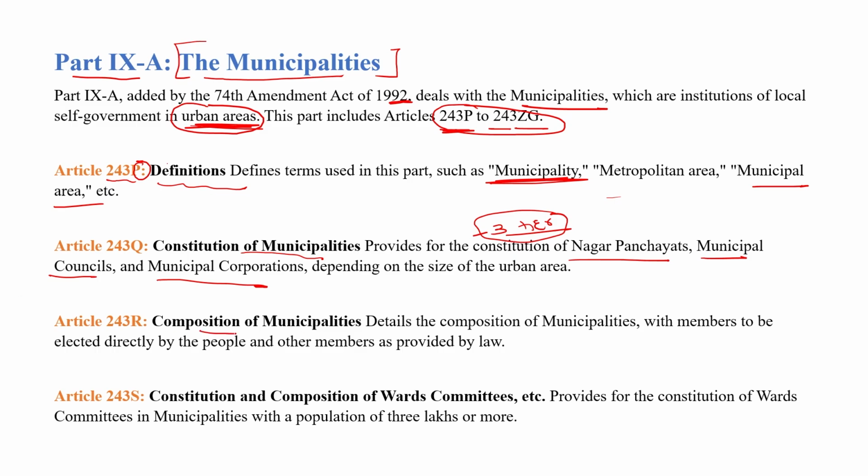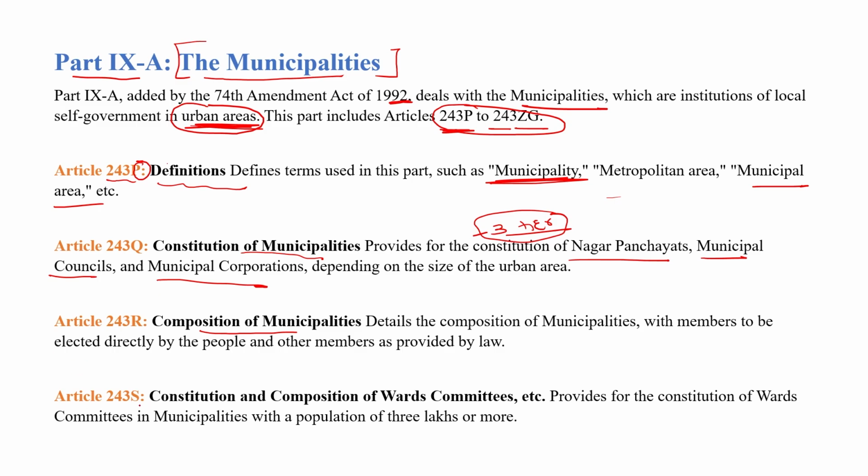243R explains the composition of the municipalities. It explains the members of the municipalities, who will be elected directly, who will not be elected directly, who will be the head of the Nagar Panchayat, the municipal council, and who will be the head of the municipal corporation. Generally, the ward head will be the member of Nagar Panchayat, and the municipal council and municipal corporation will be headed by the mayor and the chairperson.